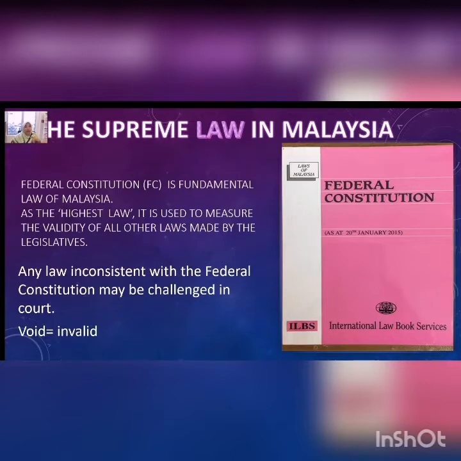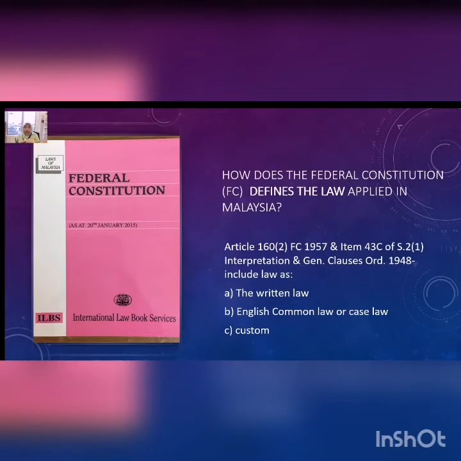Because if the law is inconsistent, it does not follow the federal constitution, that law will be challenged in court and will be considered void. Okay, so we go to the definition of federal constitution, because the federal constitution also defines what is law. Okay, it says that Article 160 sub 2 of the federal constitution includes law as the written law, English common law or case law, and also custom.